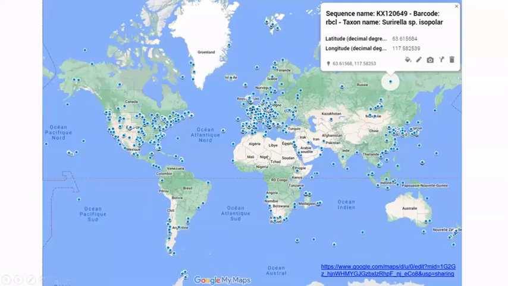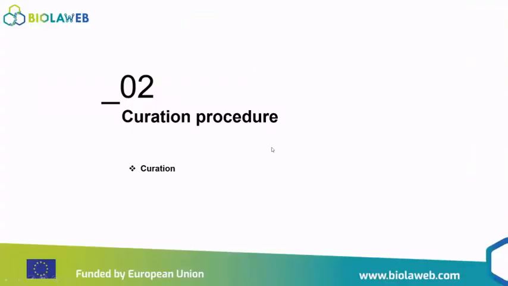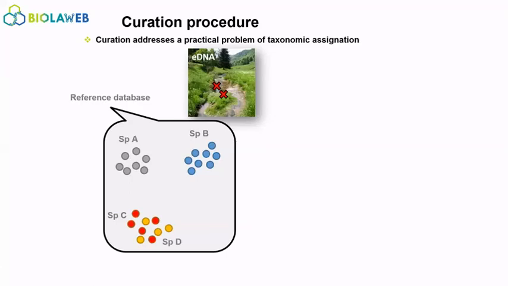Curation procedure. In fact, the curation procedure addresses a very practical problem of taxonomic assignation. So let's imagine this is your reference database, and it's composed of only 4 species. It's a stupid example, of course; we have many more species. And this reference database is not very well curated. You can see here species A. These dots correspond to sequences, and the distances between the sequences are in fact the genetic distance.